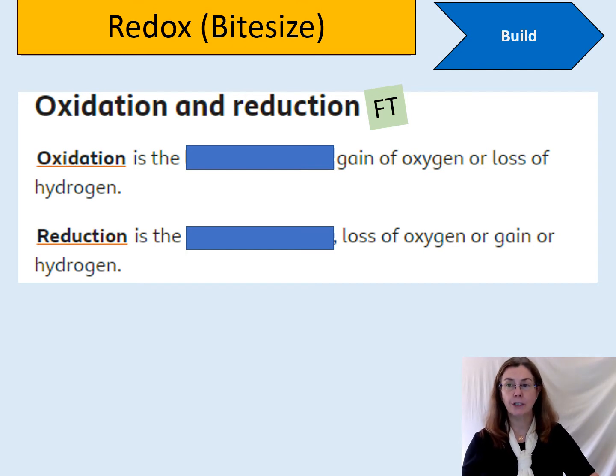So a very simplistic term, and it's one that will fit some of the reactions that we look at, but not all.